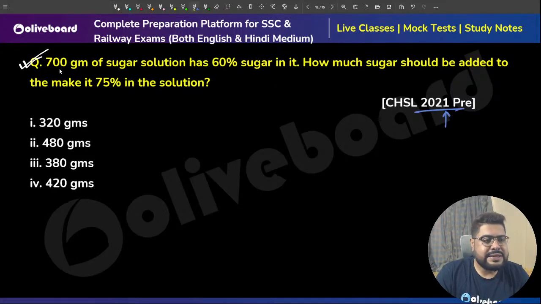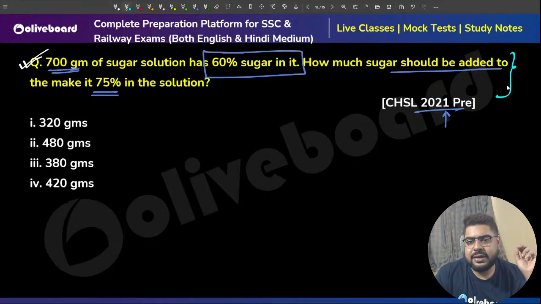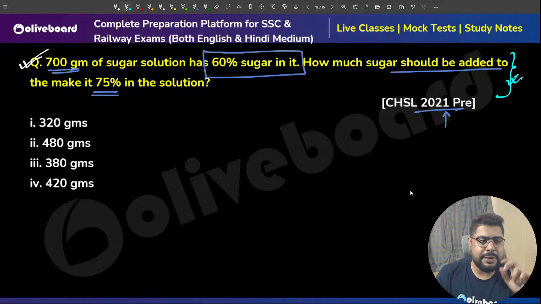CHSL 21. 700 grams of sugar solution has 60% sugar in it. How much sugar should be added to make it 75% in the solution? Template question, very good quality question. Best solution will be given by what? Best solution again will be given by allegation. There are so many other good solutions also. The constant part, like that is also a good way to think. But this will be the best solution, the allegation one.